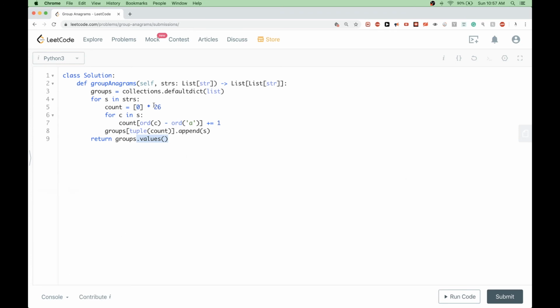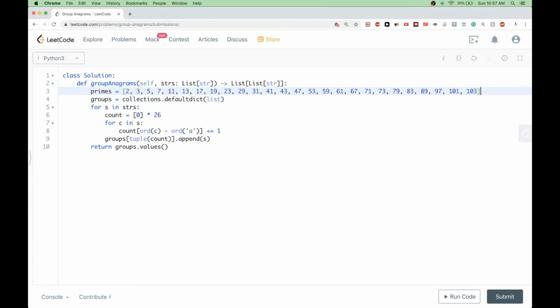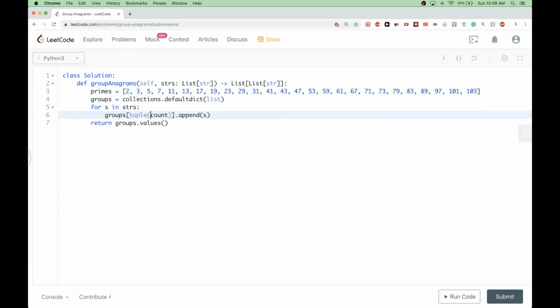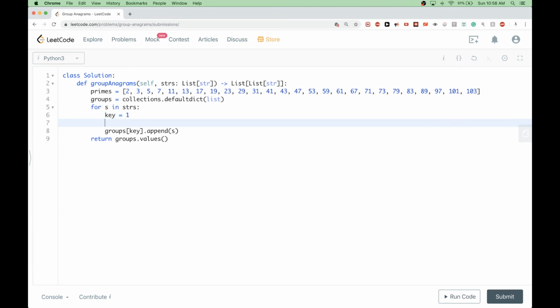The other solution was using primes, right? And so the primes, we need a prime representation. We need the 26 primes, and since I don't remember them by default, I have them copied here. So these are all the 26 prime numbers. And now our key is not going to change, right? So our key is going to be something else. And so let's just initialize it to 1, because we are going to do the product of primes, right?